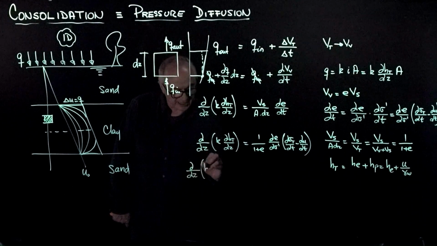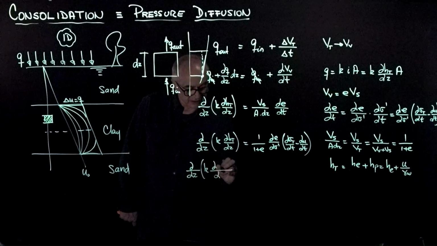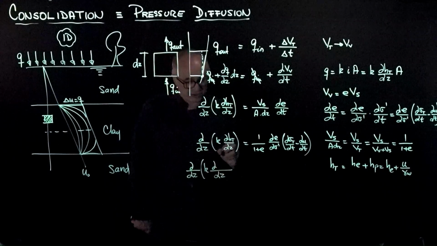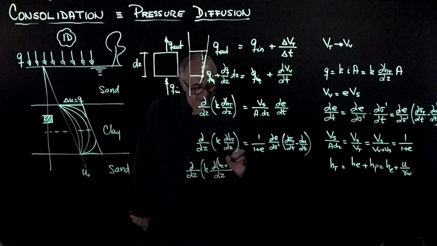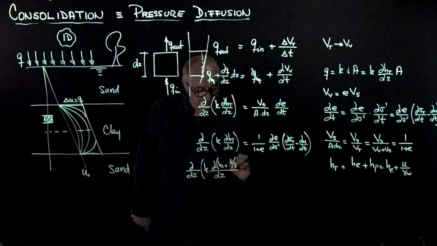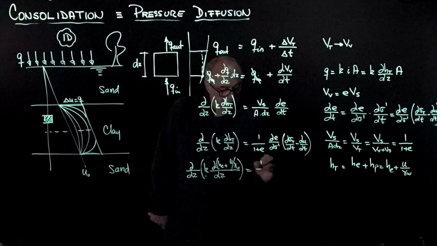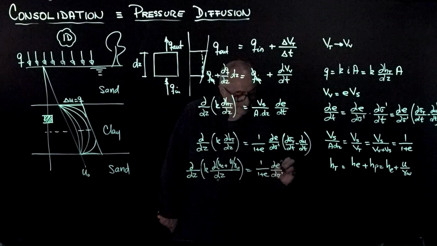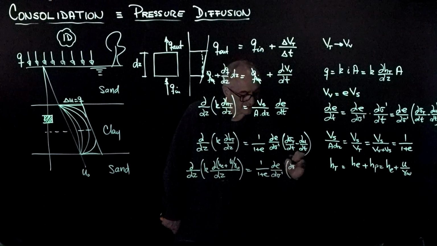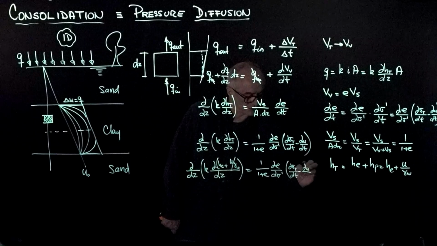d/dz of K times d/dz of H total, which is equal to H elevation plus u over gamma water, is equal to 1 over 1 plus e, de over dσ', dσ total with respect to time, minus change in pore pressure with respect to time.